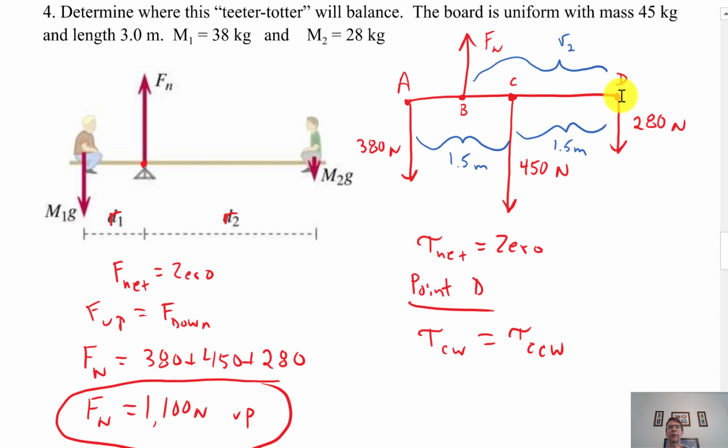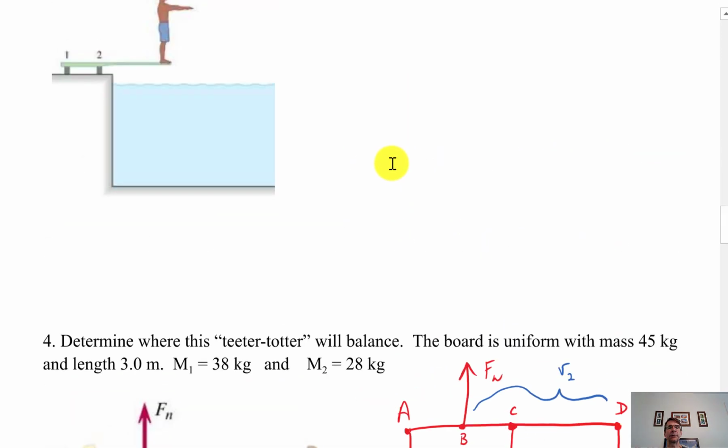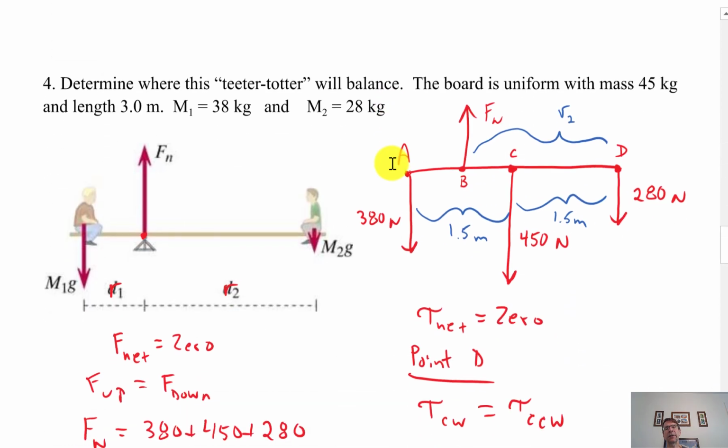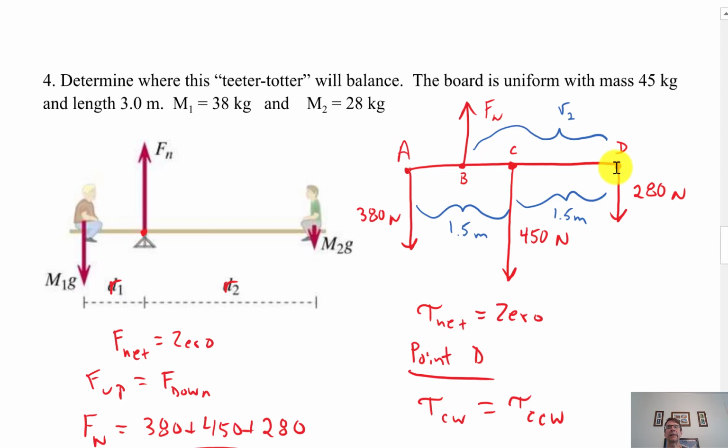And once again, any force, I haven't said it explicitly, but hopefully you've caught on by now, that any force that's on that point does not create torque on that point, because its distance from that point is 0. This 280 Newton force does not create torque on point D. Only these 3 forces do. That was also true in the diving board problem: only the forces that are beyond the reference point create torque.